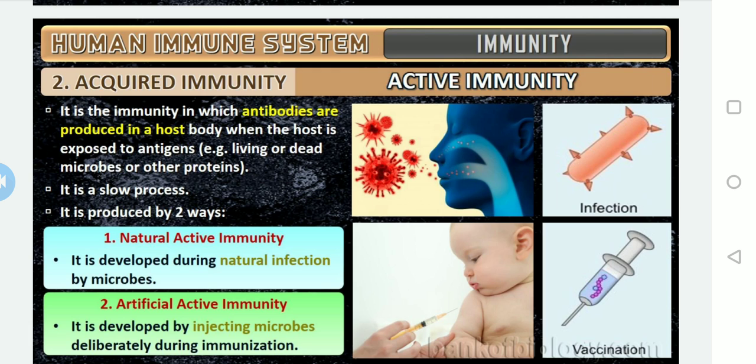In this type of immunity, killed or weak bacteria or viruses are injected into the body so that the immune system of the body recognizes these microbes and starts producing antibodies.